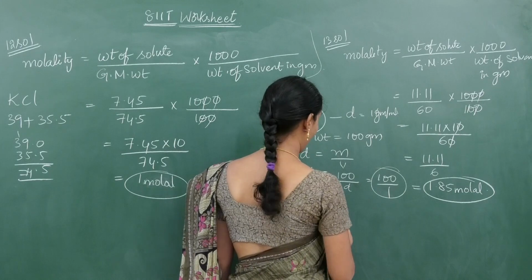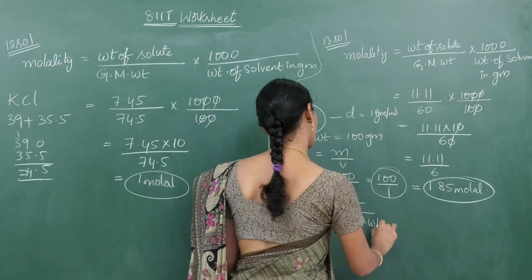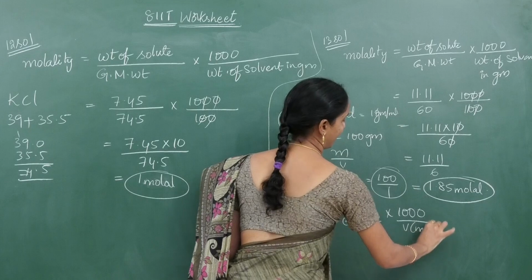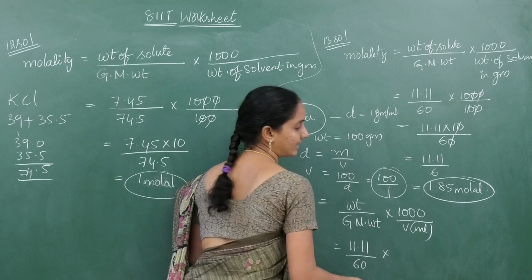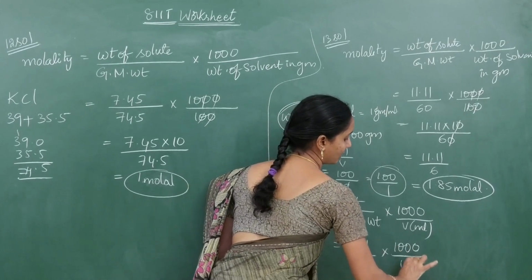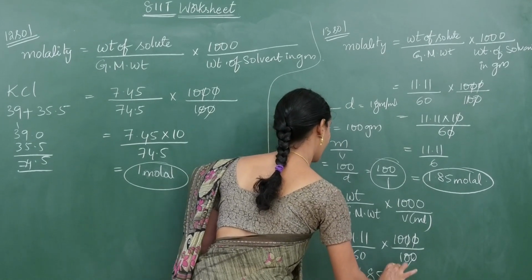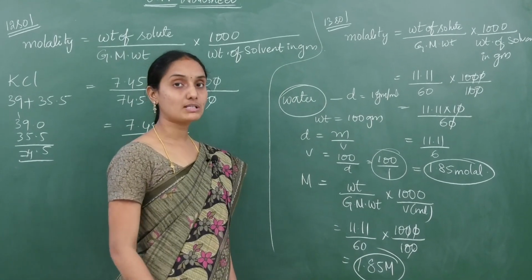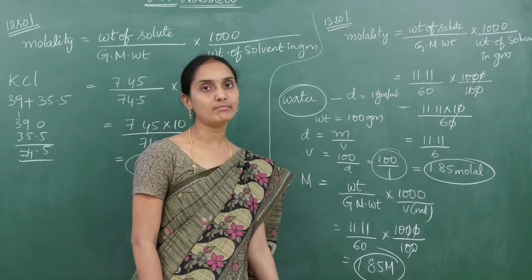So then molarity is equal to weight by gram molecular weight into 1000 by volume in ml. So as the density is 1, same calculation. So 1000 by again volume is also 100 only. Again the same calculation you will get. So the molarity is also equal to 1.85 molarity, children. Because the water's density is 1 over here, you get same value for molality and molarity.